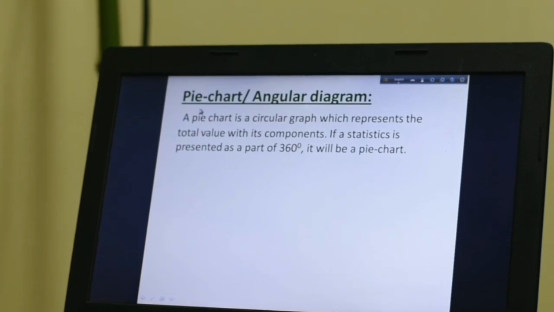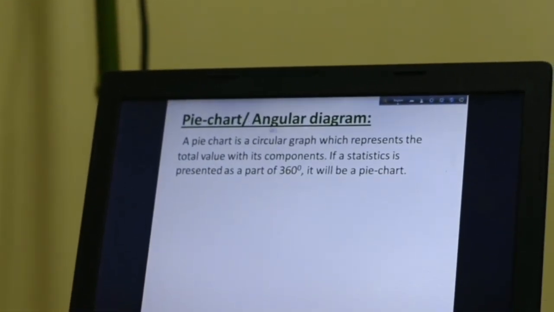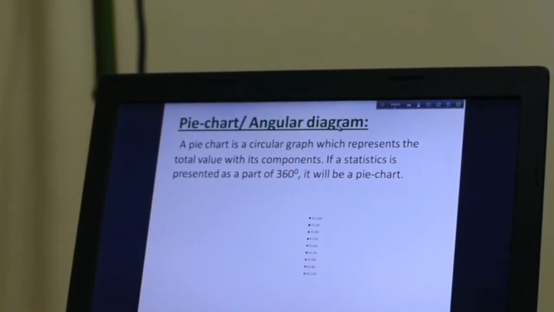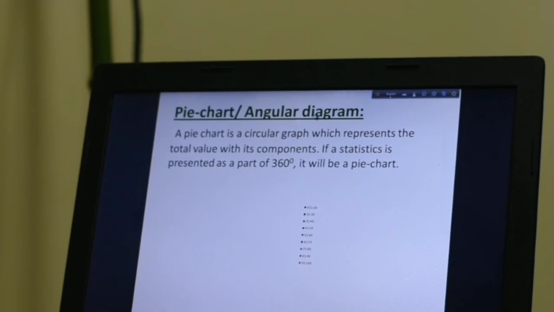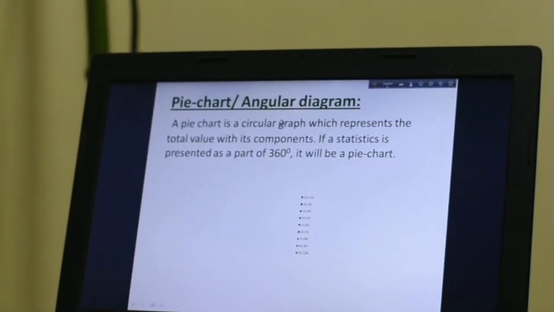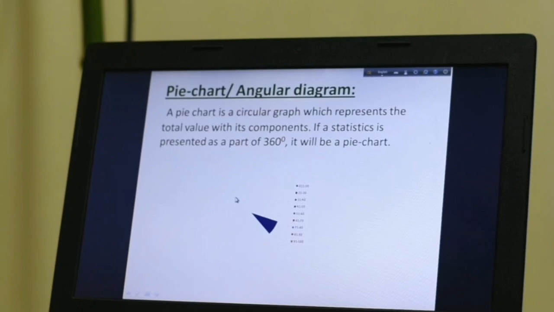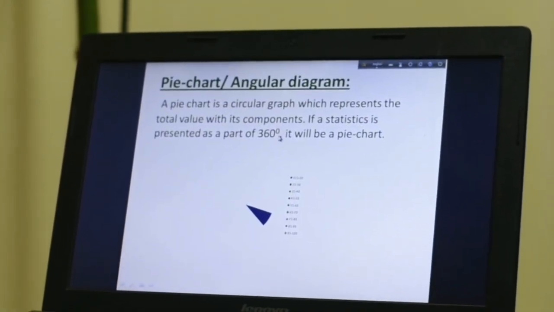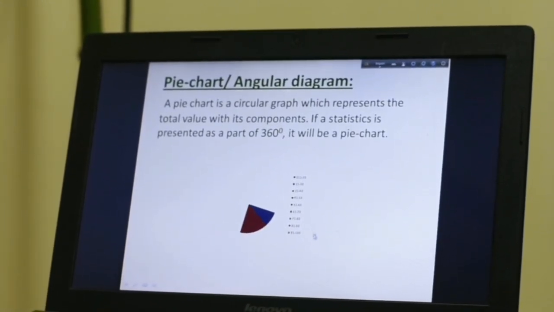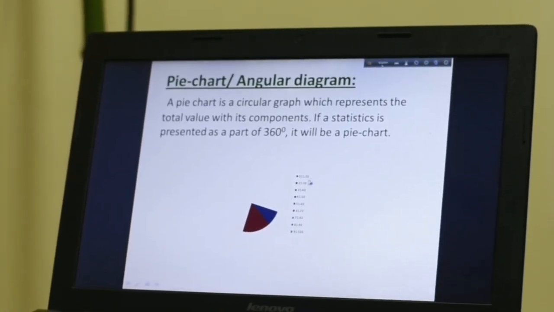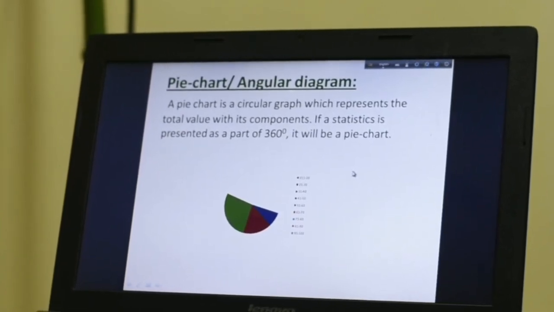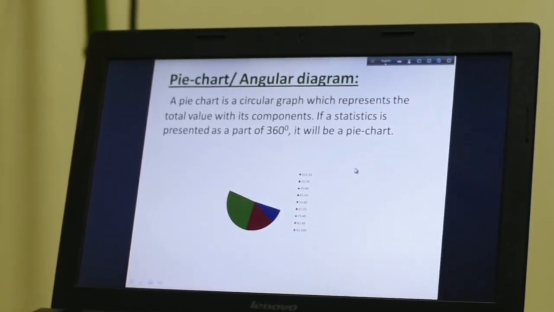Later on, another one; it's not a graph, it's just a diagram. Its name is pie chart or angular diagram or circular diagram. Normally when statistical data is represented by a circle, it is known as a pie chart or angular diagram or circular diagram. These are the different classes, and against the classes the frequencies are represented by a circle. The whole circle is a pie chart.